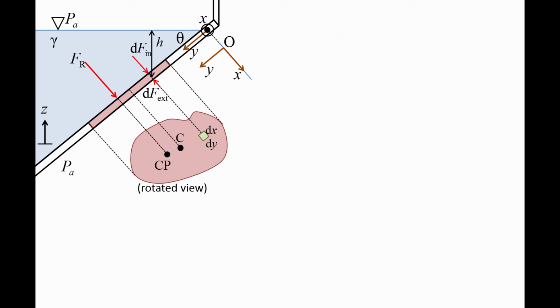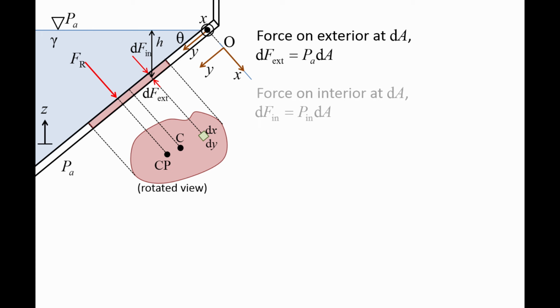In order to find the resultant force over the entire highlighted surface, we will start by examining the force at the location of dA. The small pressure force on the exterior of the wall at area dA, labeled dF exterior, is the atmospheric pressure PA times the area dA. The small pressure force on the interior of the wall at area dA, which is labeled dF interior, is the fluid pressure at dA times the area dA. The pressure at that depth is the atmospheric pressure plus gamma H. Using trigonometry, H can be rewritten as y times sine theta.